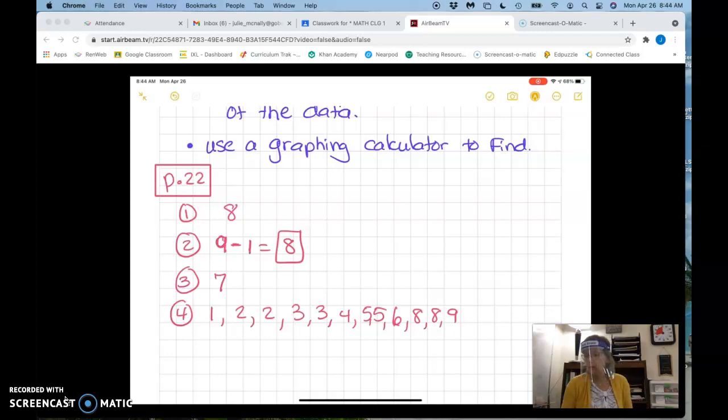So there's 1, 2, 3, 4, 5, 6, 7, 8, 9, 10, 11, 12. So 1, 2, 3, 4, 5, 6. Right here is the median. But since I have 2 numbers, I'm going to add them together and divide by 2. So what is 9 divided by 2? Good. 4.5 is our median.